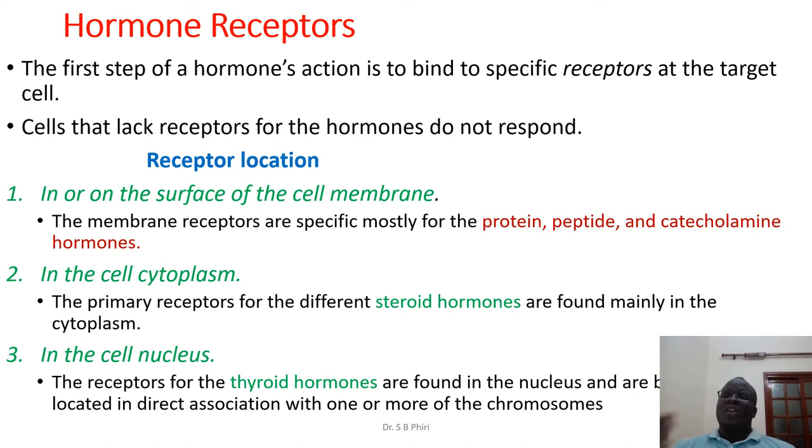So by now you understand there are three major sites where receptors could be located to interact with the hormones. We have receptors on the surface of the cell membrane, receptors that are found in the cytoplasm, and receptors that are found inside the nucleus. And I've already given you some examples of these receptors.